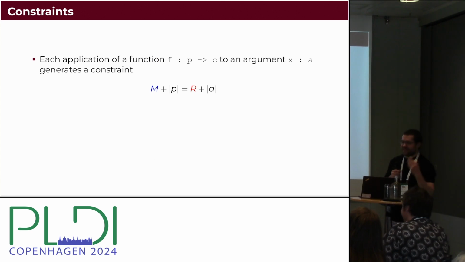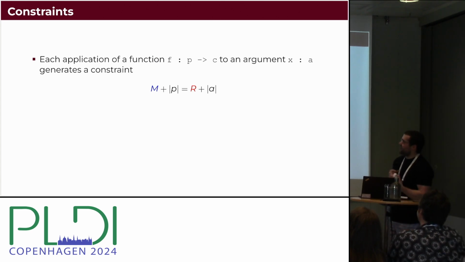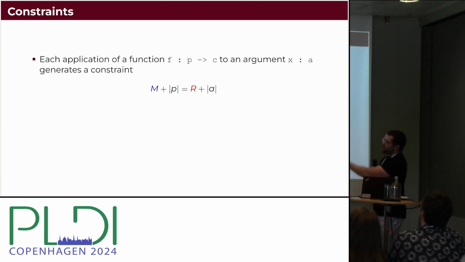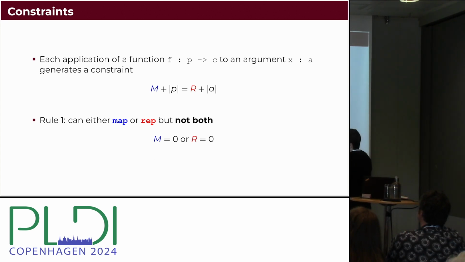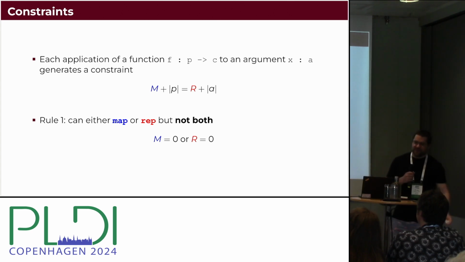So if we take all that together, of course, when we apply a function to an argument, we don't know if we should map or rep statically, right? So we have to include for the possibility of both. So we include both an m and an r in our rank equation. But of course, rule 1 says that we can't map and rep. I mean, together we can only do one or the other. So that means we have to add an additional constraint here, which says that either the m is 0 or the r is 0.